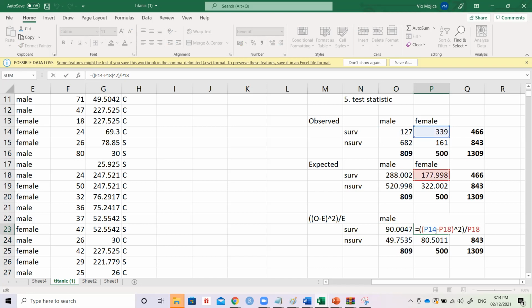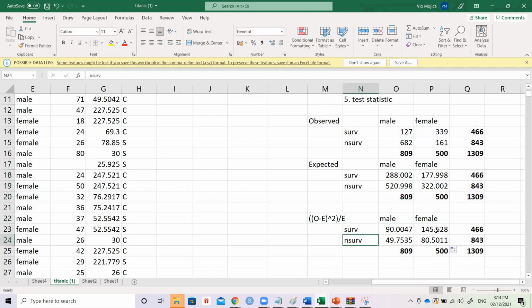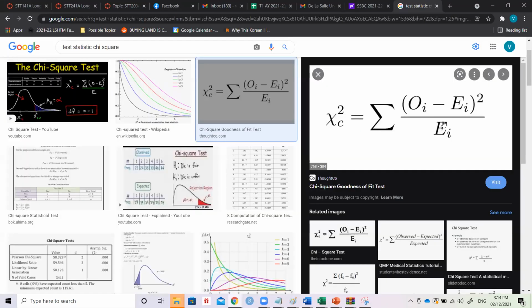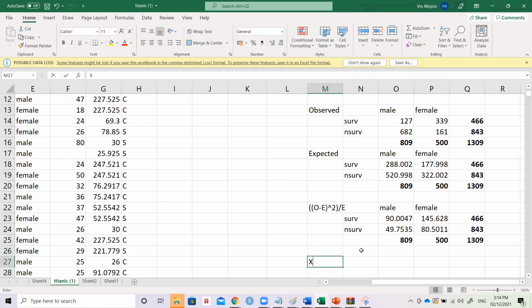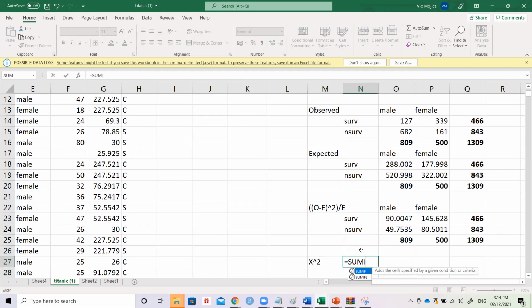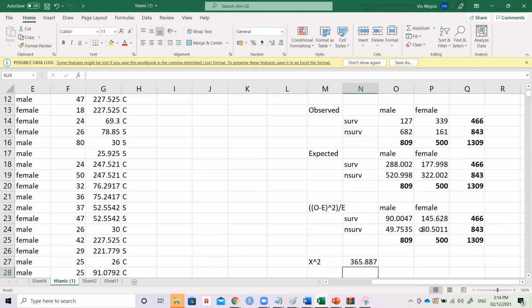O minus E quantity squared. Let me check lang ha. Tama. Okay. So the answer will be the sum of all those things. So observed minus expected, quantity squared over expected, we sum all of them. Chi-square test statistic is equal to sum nilang lahat. So Excel still helps us with calculations. And so 365.887. That's the test statistic. Confirm natin mamaya using Statistica.